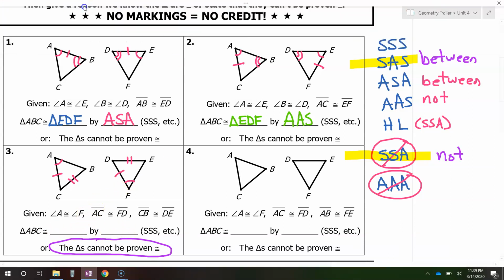All right, problem number 4. Angle A is congruent to angle F. Boom, boom. Side AC is congruent to side FD. Side AB is congruent to side FE. So I have two sides and an angle. All right, so this is very similar to problem number 3.